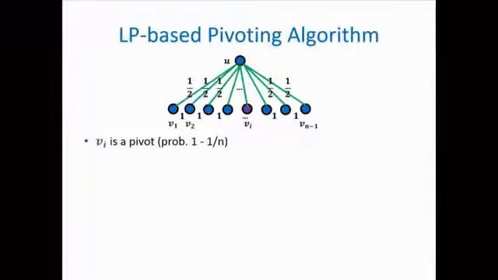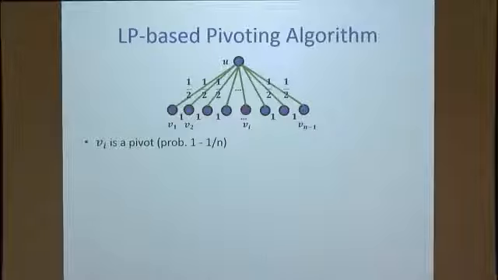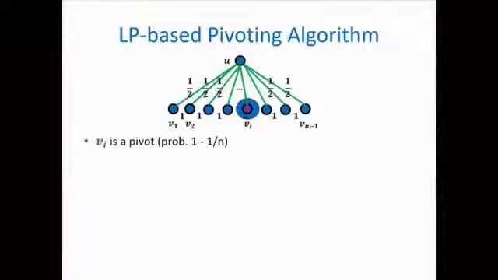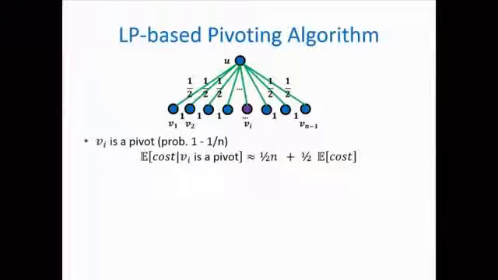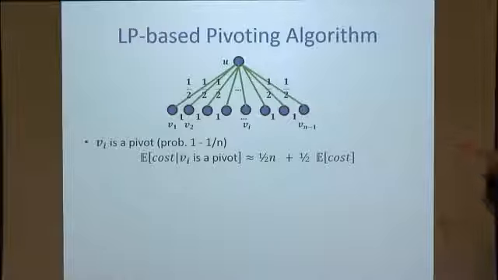And now let's look at what our algorithm does in this case. So the algorithm picks a random pivot. So suppose a random pivot is chosen to be one of these vertices, which are the spikes of the star, v_i here. So this happens with probability which is almost 1 in this example, 1 minus 1 over n. So in this case, with probability 1/2, we get a cluster of size 2. And with probability 1/2, we get a cluster of size 1.